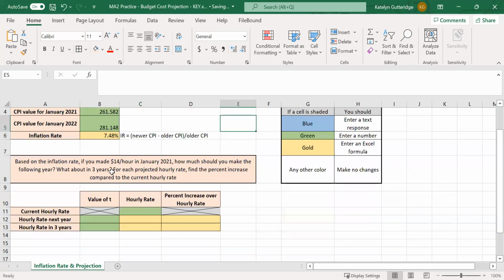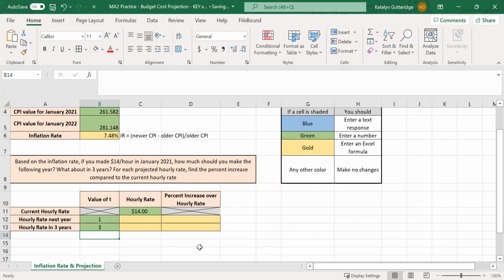Now let's say you were making $14 an hour at your job in January of 2021. You want to figure out how much you should be making if your hourly rate went up based off inflation. We're going to do this over 1 year and over 3 years, and then we're going to calculate the percent increase compared to the original hourly rate just to see how our money is growing. We're going to put the $14 in this top green cell in the middle. This is the current hourly rate I put in the problem. That's our $14 an hour. We want to predict our hourly rate after 1 year and after 3 years. So my values of T are going to be 1 and 3.